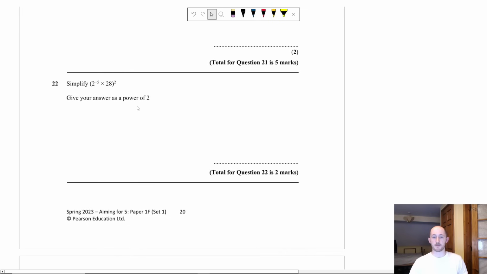Simplify this, giving your answer as a power of 2. Oh boy, this is actually pretty spicy. What we're going to do here is a few things that we could do. Oh, there's a mistake on this paper. Interesting.